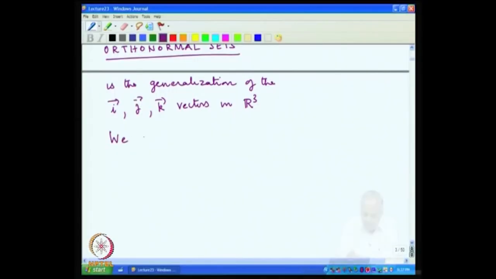Now, we generalize this idea in R^K because we have the notion of orthogonality induced by the inner product. We have the notion of length which comes out of the inner product of the vector with itself, and therefore, we can generalize this whole notion of orthonormality to the case of R^K. So, now we generalize this.